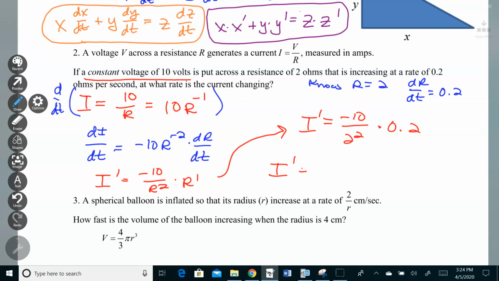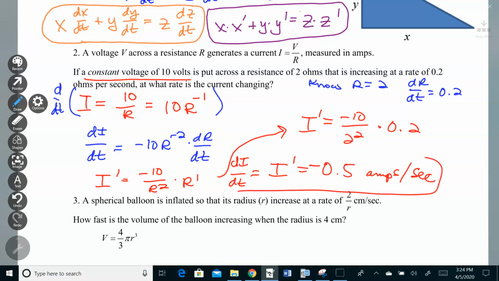And when I do this, I get I prime, or my dI over dt, is equal to negative 0.5. Oh, there's a negative because of the negative from the negative 10. Amps per second. That is my rate of change of my current. Negative 1/2 amps per second.